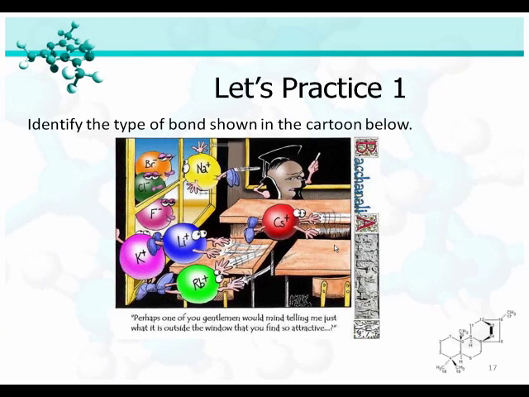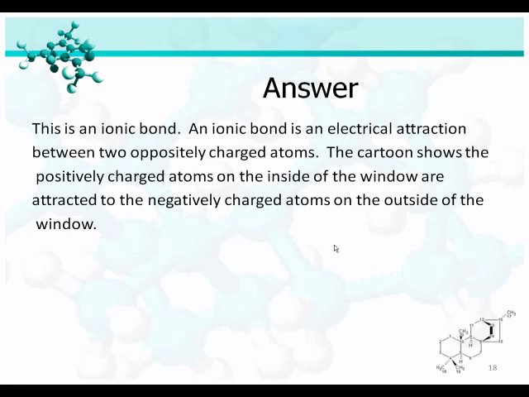Is it an ionic bond? Is it a covalent bond? This is an ionic bond. An ionic bond is an attraction between two oppositely charged atoms. The cartoon shows the positively charged atoms on the inside of the window are attracted to the negatively charged atoms on the outside of the window.